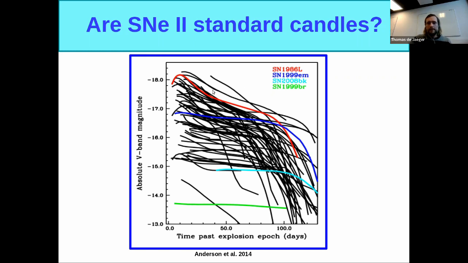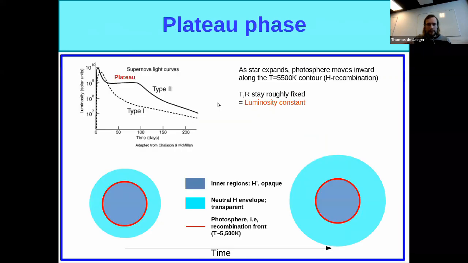And also you have different shapes. Some have more of a plateau and some are more linear, which is important to calibrate them. So in type 2 supernovae, you have what we call the plateau phase. And this is important because it's the epoch when we will apply all the methods.